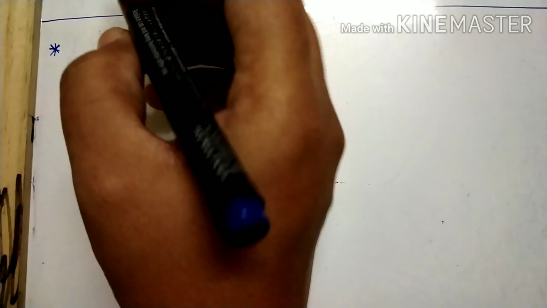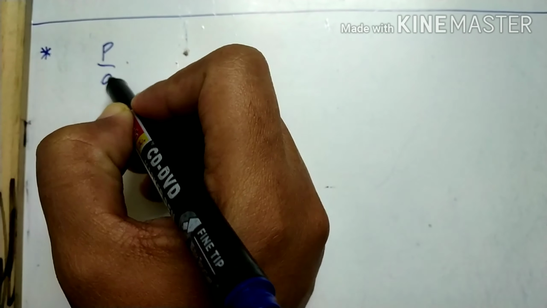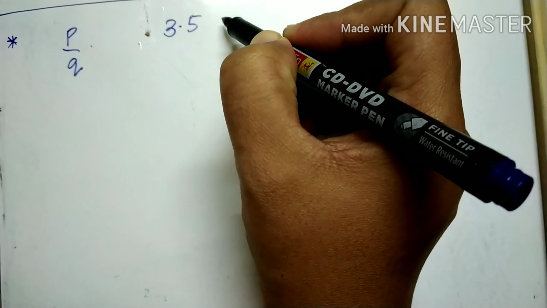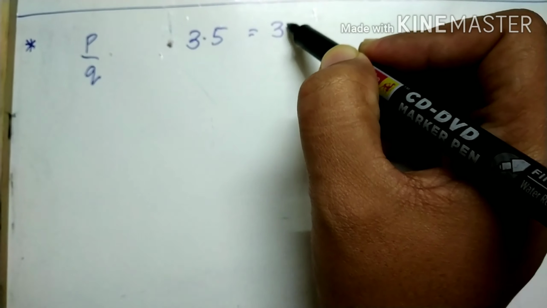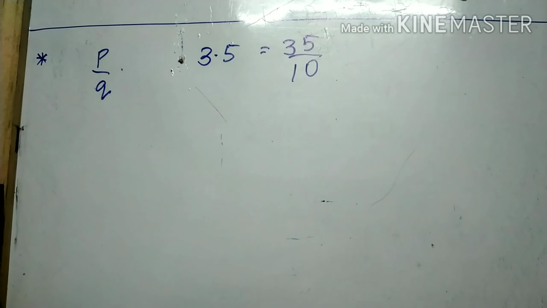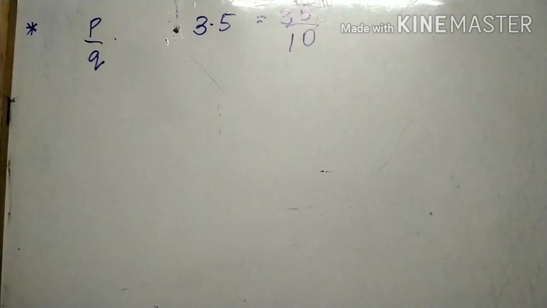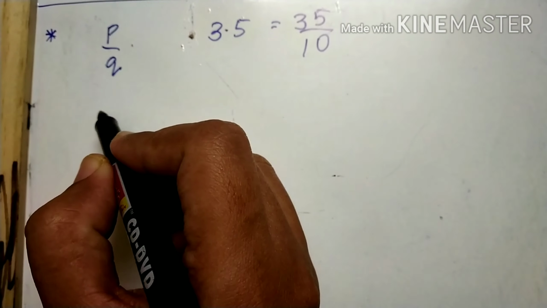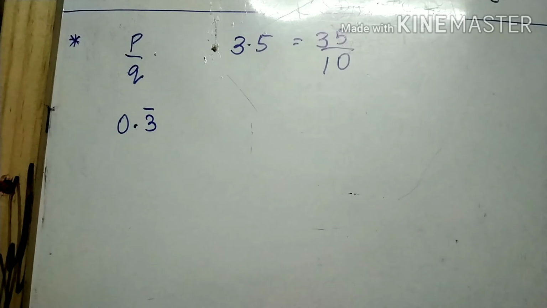Now the next topic is making any number into P by Q format. Simple, if it is 3.5, how do you make it in P by Q format? That is 35 upon 10. So this makes your P by Q format. Now we'll take one example where you have to change 0.3 bar into P by Q format.